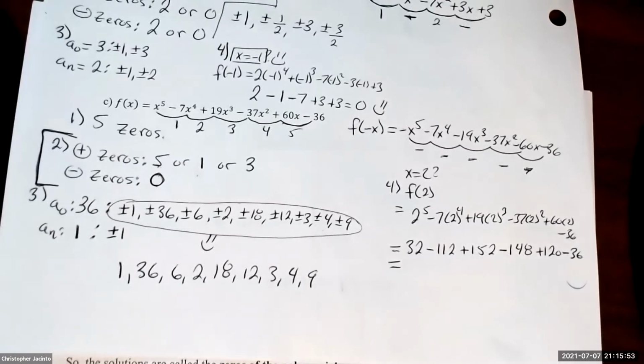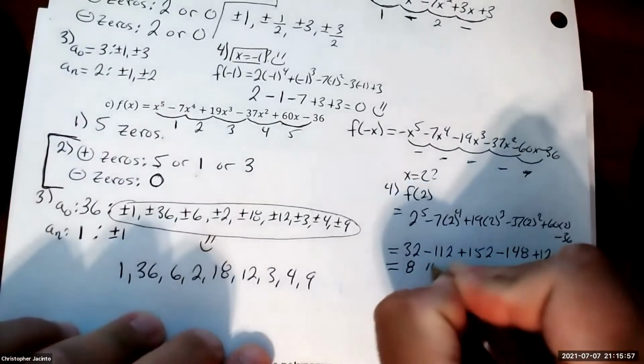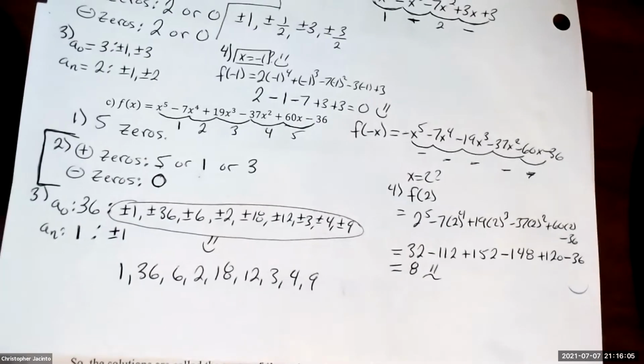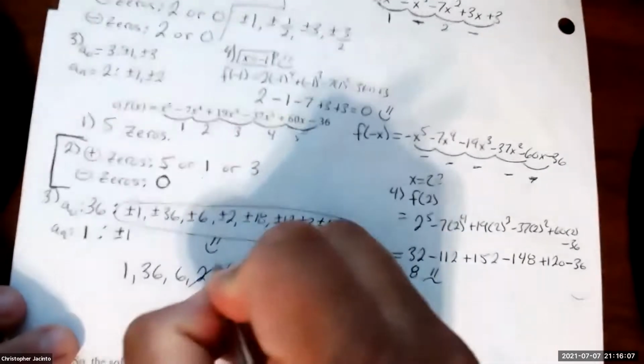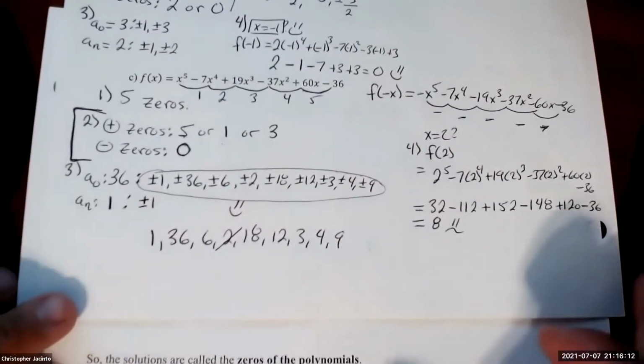Oh, your luck ran out. It's 8, so not 0. All right, but we cross one off the list, right? So we know 2 doesn't work. Okay? And that's what I mean by you just guess and check and cross stuff off the list.